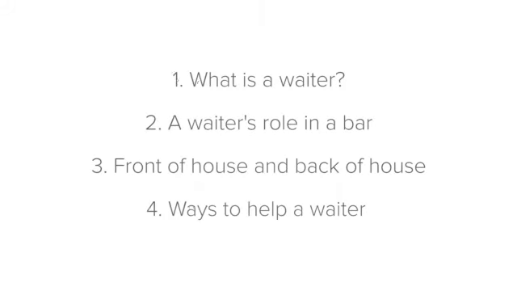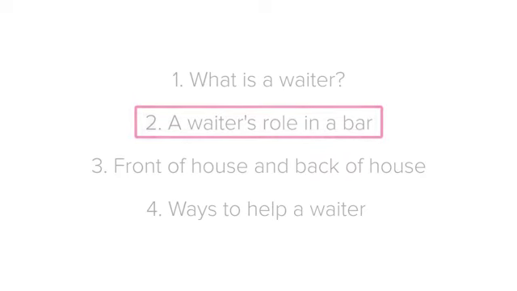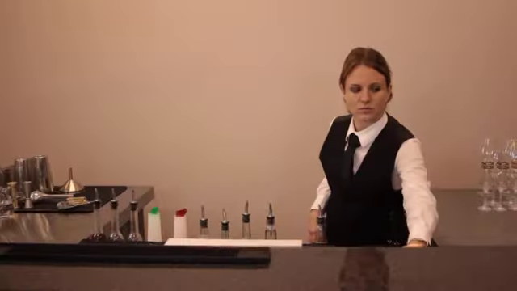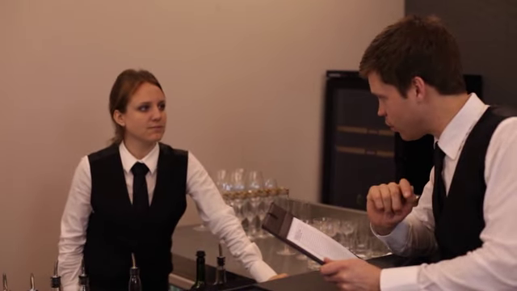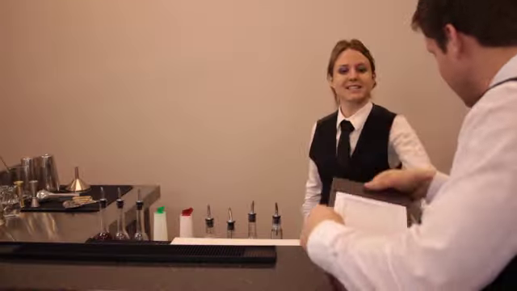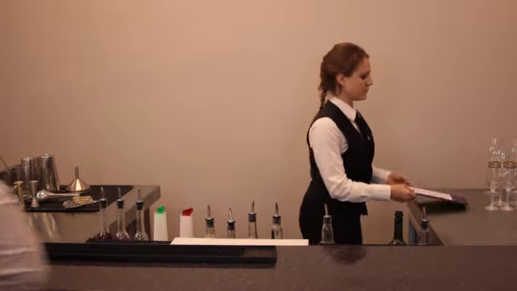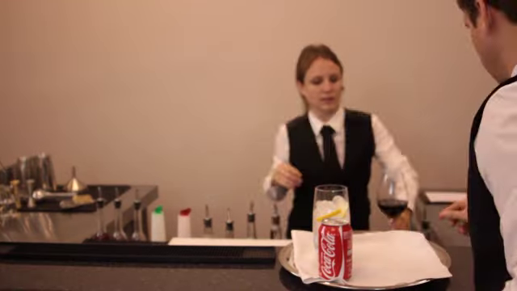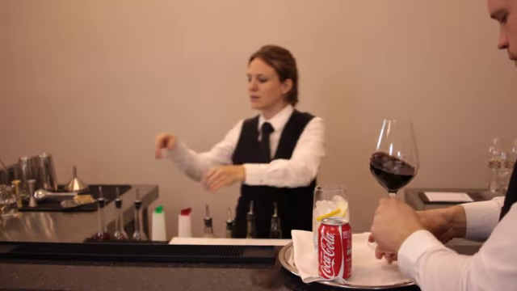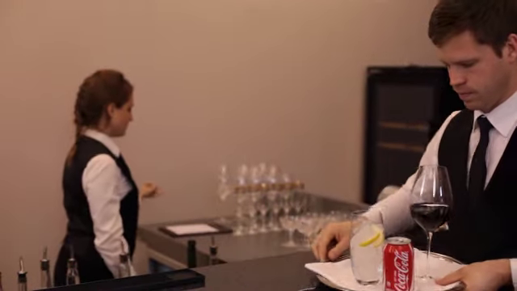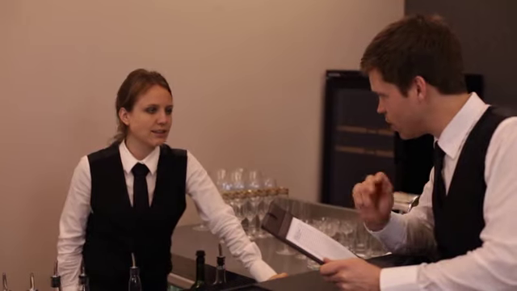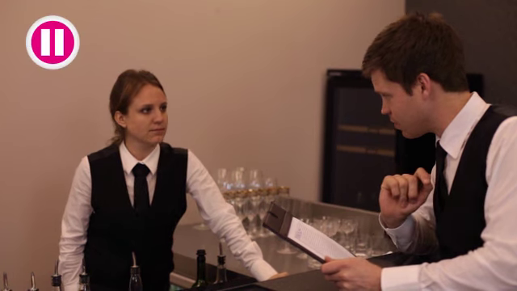Now let's look at a waiter's role in a bar. The main thing the waiter does when it comes to a bar and a bartender is to communicate the guests' orders to the bartender so that they are able to go about preparing the drinks. Then, once the drinks have been prepared, the waiter is then required to collect the drinks and take them back through to the guests.